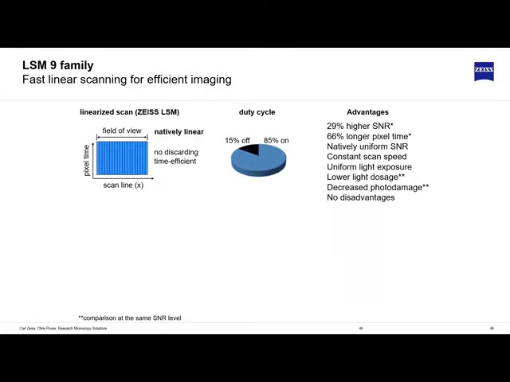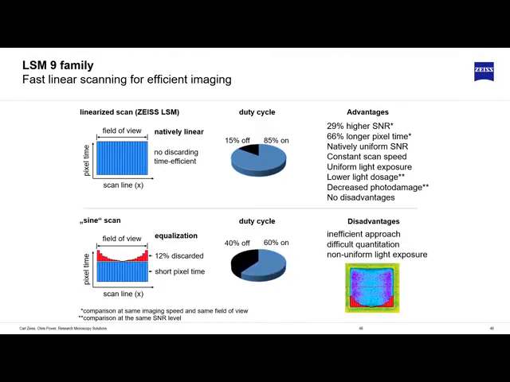Another example of how we've optimized the light path is looking at the scanning. So this is the duty cycle. As you scan across the field, what ratio of your time is spent going from left to right, and what proportion of your time is going back to the beginning? In the case of the LSM9 family, we spend 85% of our time scanning and only 15% on the flyback. Other systems don't necessarily do that.